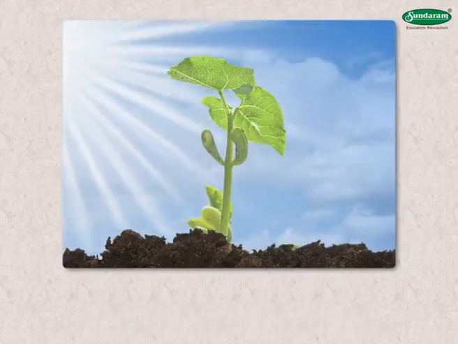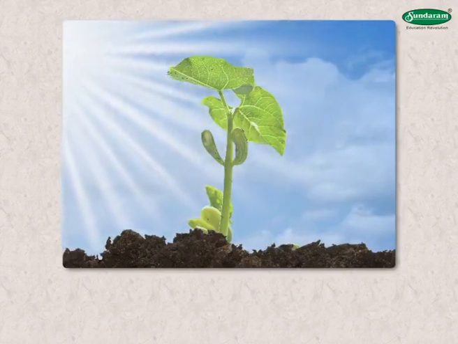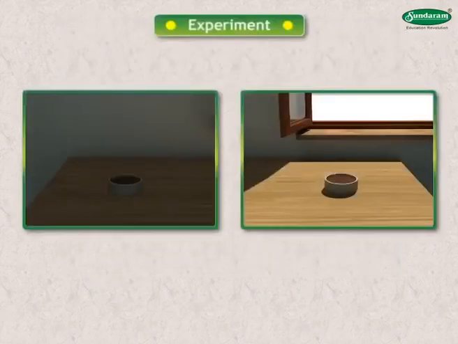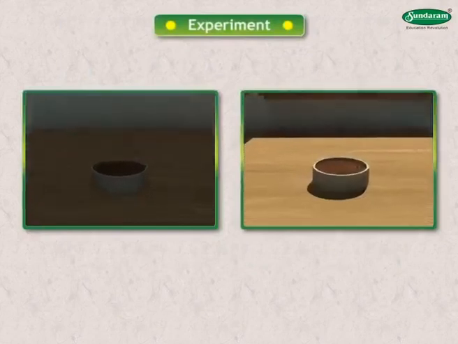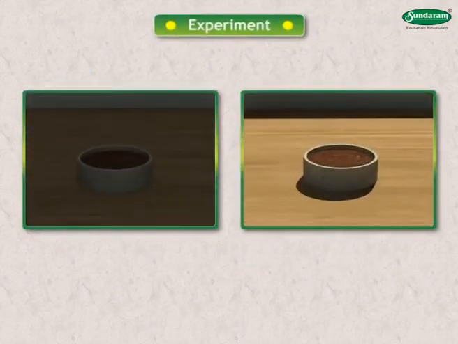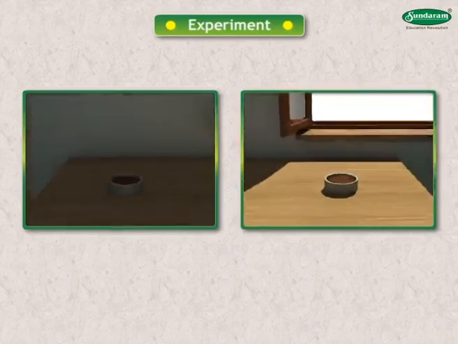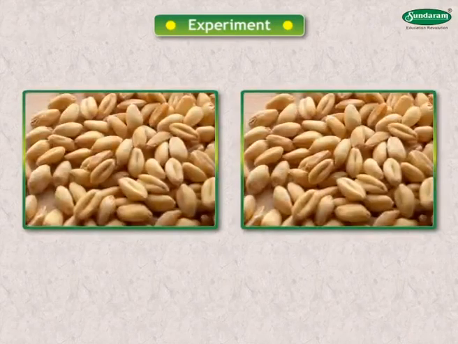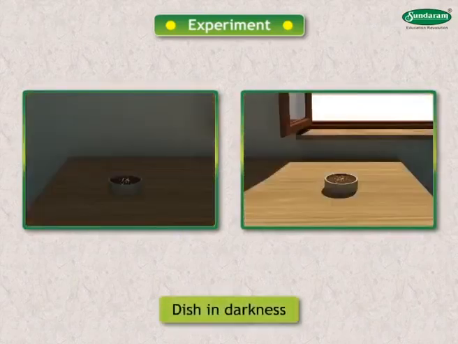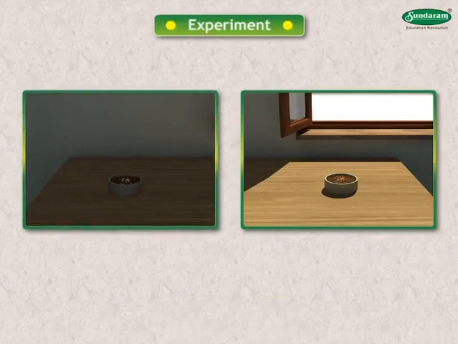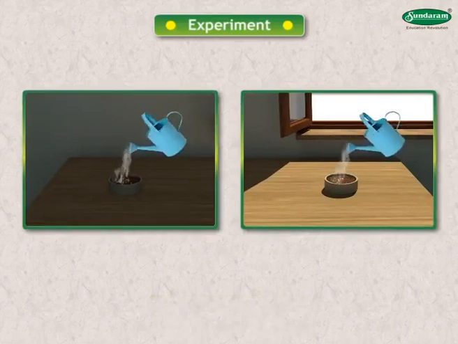We know that plants use light to prepare their food. Light is necessary for the growth of plants too. Let us verify this through this experiment. Take some soil in 2 small dishes. Plant about 25 grains of wheat in each dish. Place one dish in complete darkness. Place the other where it will get plenty of light. Water them a little every day.